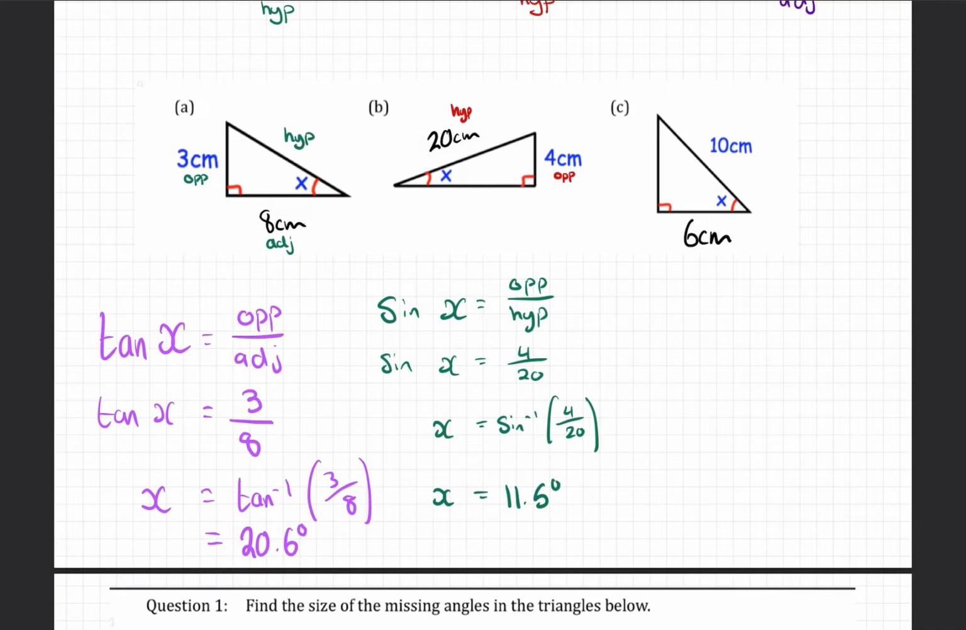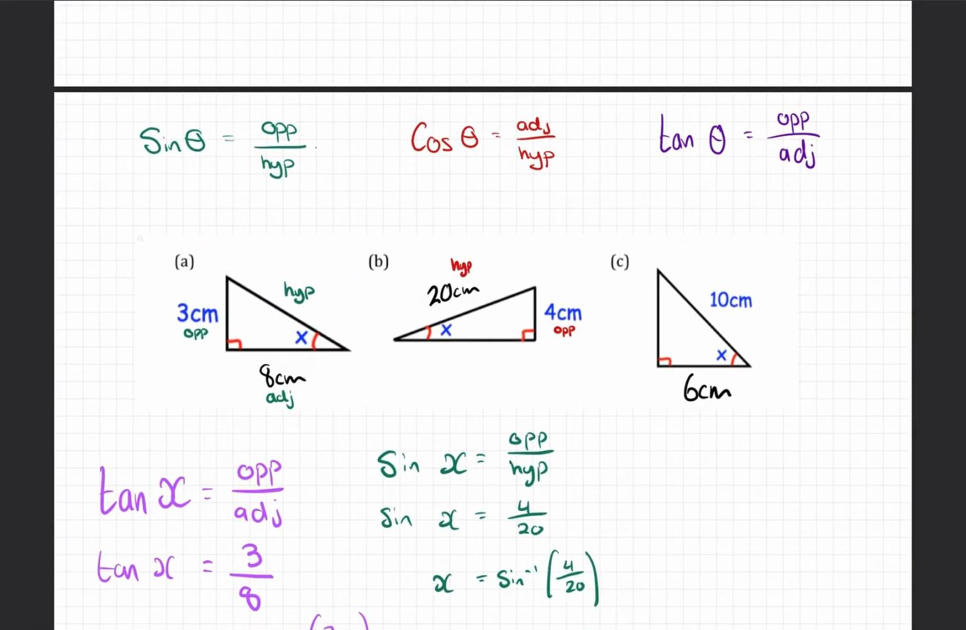Hey, last one. You probably can guess what's going to come up, but let's do it properly. We don't have the opposite this time. Can you see that? We don't know it. Well, what's opposite the right angle? It's the hypotenuse. And we've got the adjacent here. So we don't have the opposite, so we can't use sine or tan. That's what we're left with, adjacent and hypotenuse. So let's get into it.